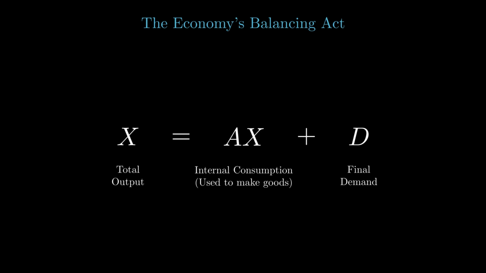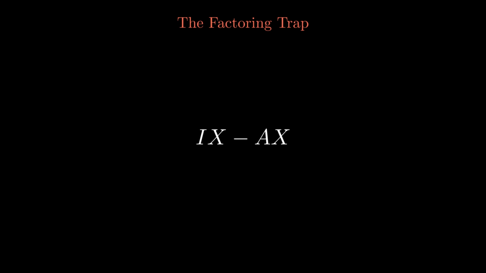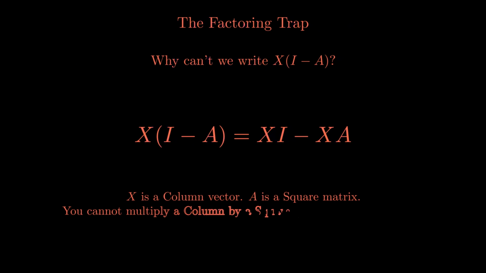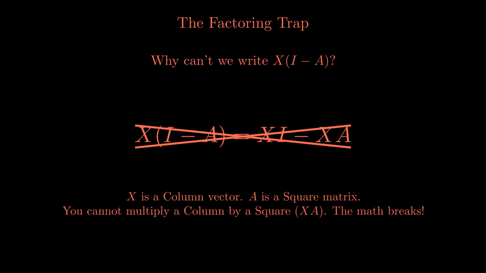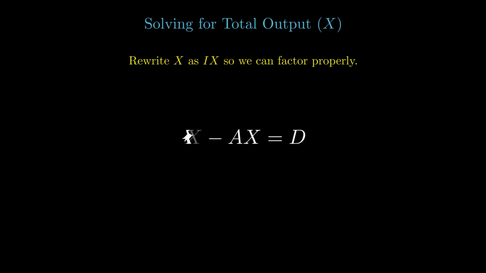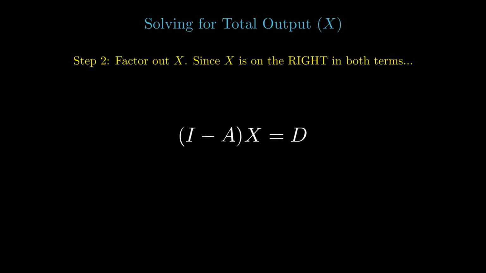When doing the math yourself, be aware of the factoring trap. When you have IX minus AX equals D, you might want to factor it like X into 1 minus A. Don't do this. In matrix algebra, X is a column matrix and A is a square matrix. You cannot multiply a column by a square. The math completely breaks. Since X is on the right side of both the terms, you must factor it out on the right. That is, I minus A into X equals D.